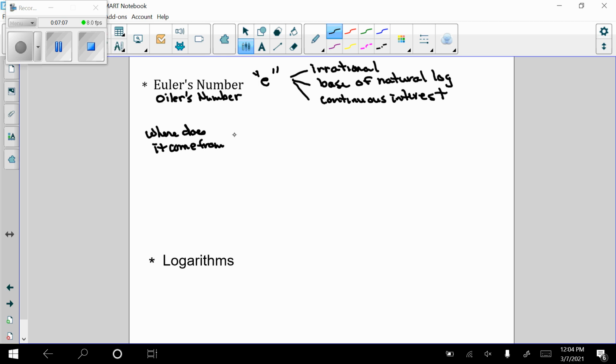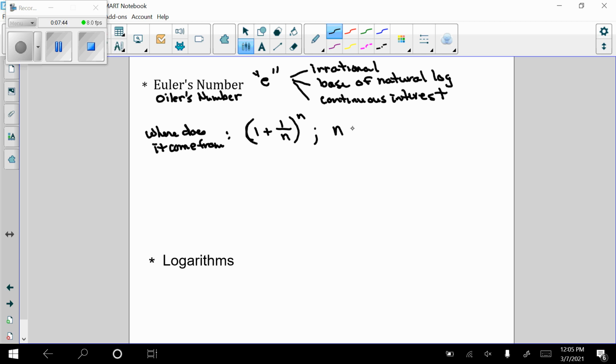Okay, so if you think about compound interest, it's typically 1 plus 1 over n, where n is the compounding number. Quarterly would be 4, semi-annually would be 2. So we're going to use the value of n here, and we're going to pretend like we don't know when it's compounded. Then you have to take it to the power of n. So that's compound interest, basically.